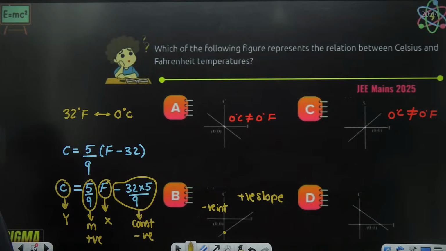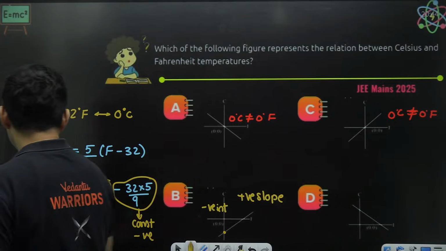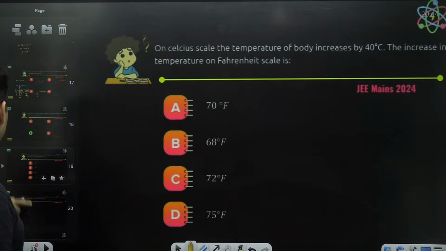Very good, Abhinav. Lavanya, I hope you understood how we had to solve this question. Very good. Amazing, amazing, amazing. Let's go to the next question coming up on your screen.